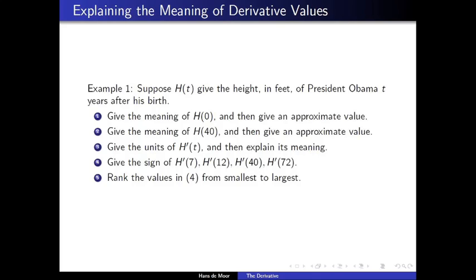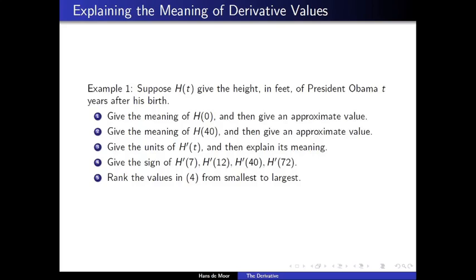At h prime at 40, even though he's as tall as he's ever going to be, he's not changing anymore. So here, if we were to make a graph of his height and his rate of growth, the rate of growth graph would be at 0 while his height would be at 6 feet. Same thing with H prime at 72. He's at his oldest in this list, but his height is perhaps decreasing a bit.